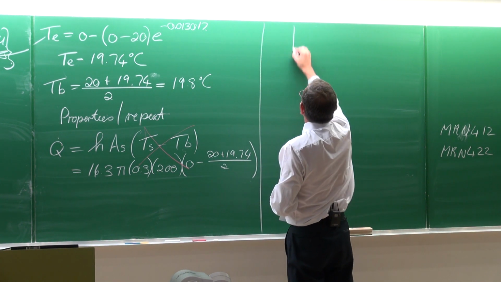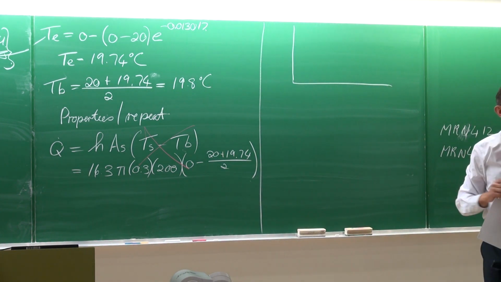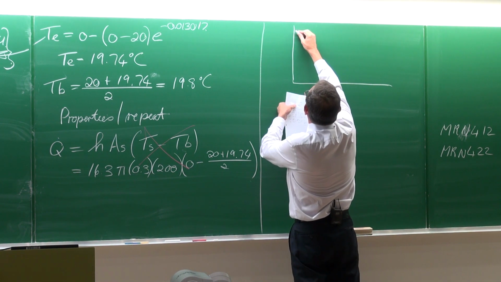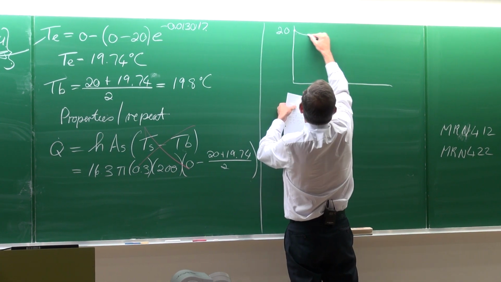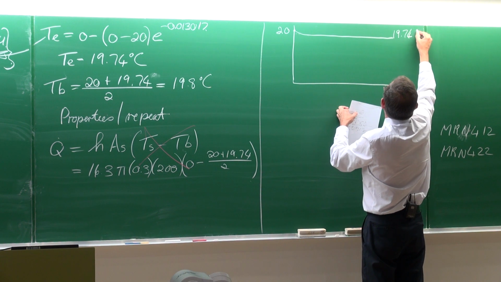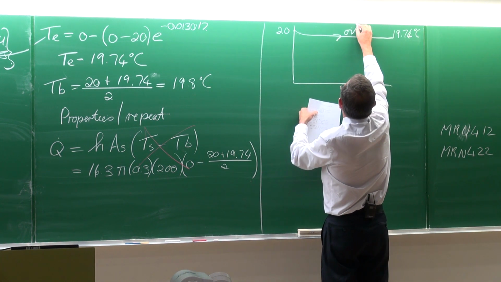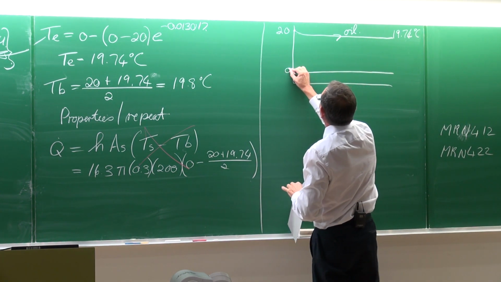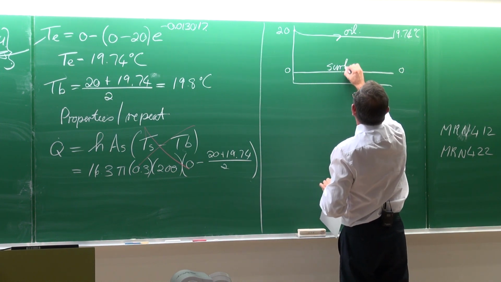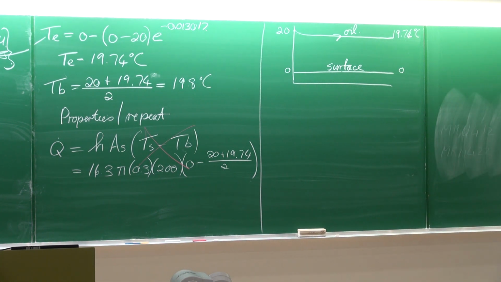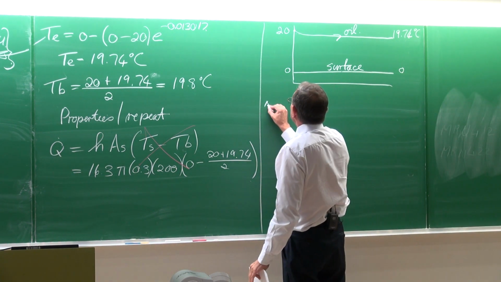In terms of the LMTD, students find this thing very complicated, but it is very simple. So how does it work? The inlet temperature of the oil is 20. It's going to exit at 19.74. That's the oil. The surface temperature remains constant at 0. Calculate the LMTD.